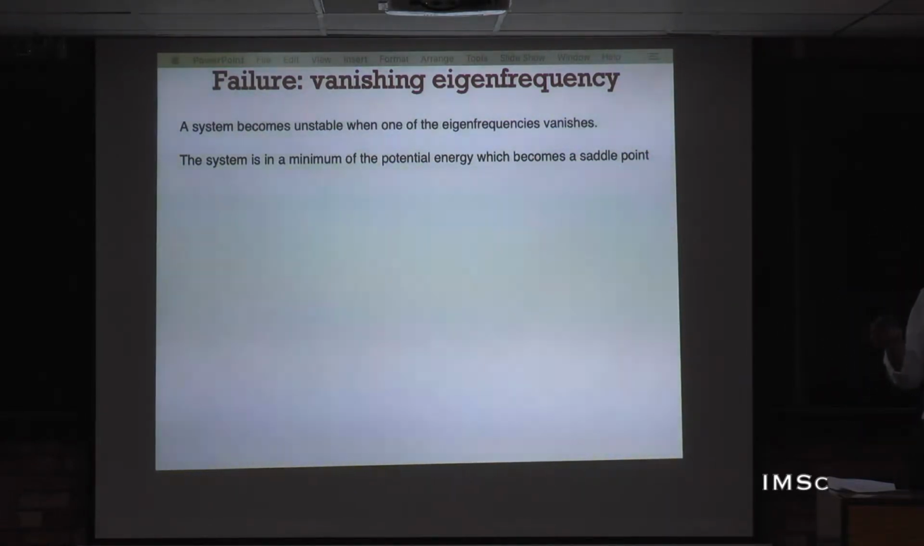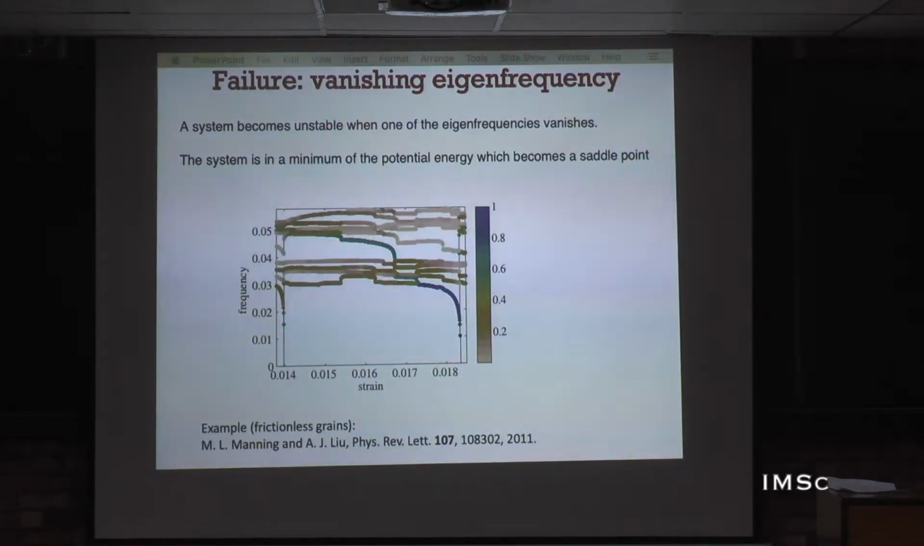And when this occurs, the system can move along one direction of phase space, the one associated to this eigenvector, and it doesn't find any mechanical resistance, so it's free. So the system is unstable in this direction. This is something that is well known in the literature and has been validated in a number of papers.